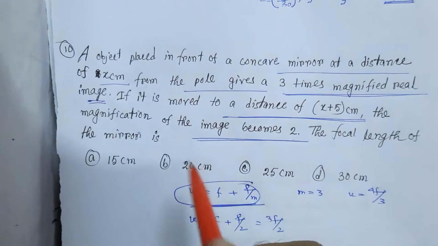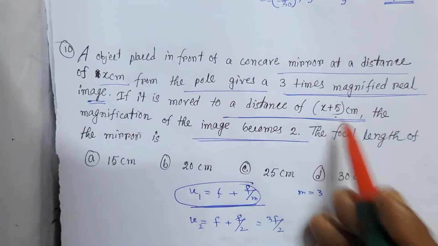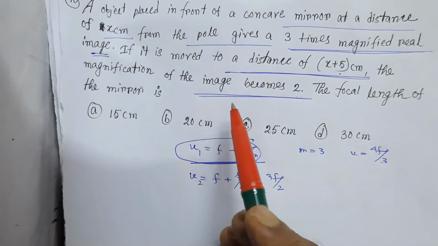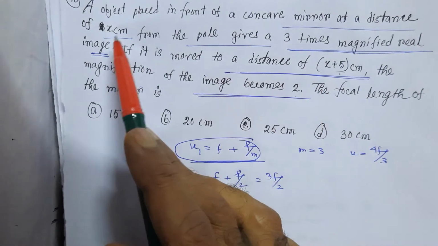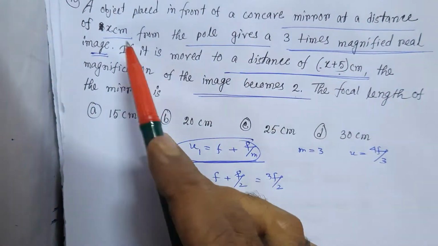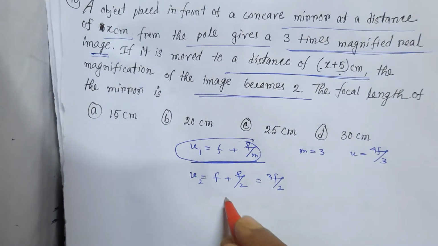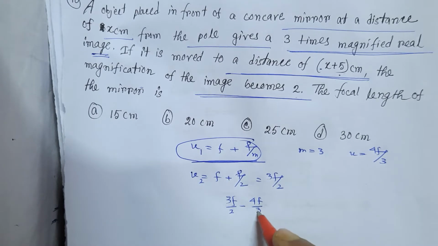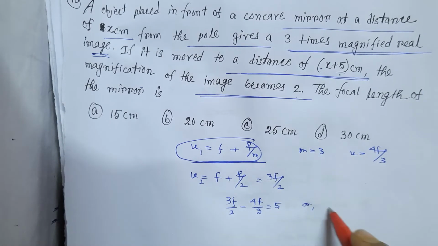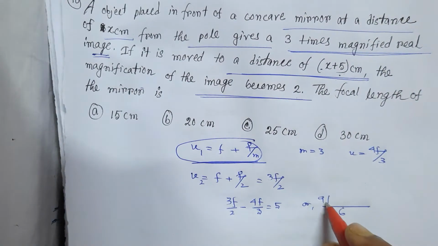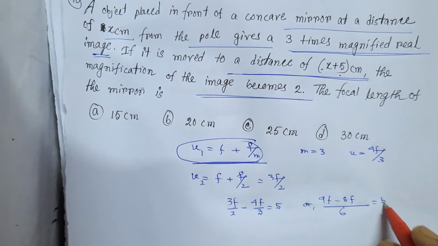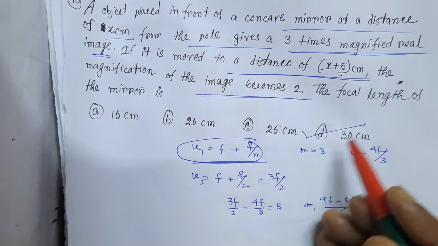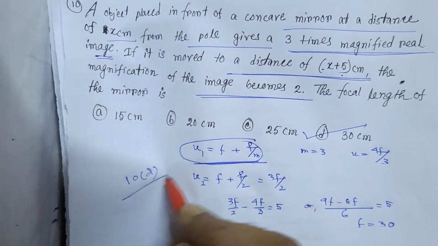In the first case, the distance was x, now it is x plus 5. So u2 minus u1 is actually 5, because the object distance changes from x to x plus 5. It has been enhanced by 5 centimeter only. So if we take the difference 3f by 2 minus 4f by 3, that will give us 5, or taking HCF 6, 9f minus 8f equals 5. So f equals 30 centimeter. So D is the correct option. Correct option to question number 10 is D.